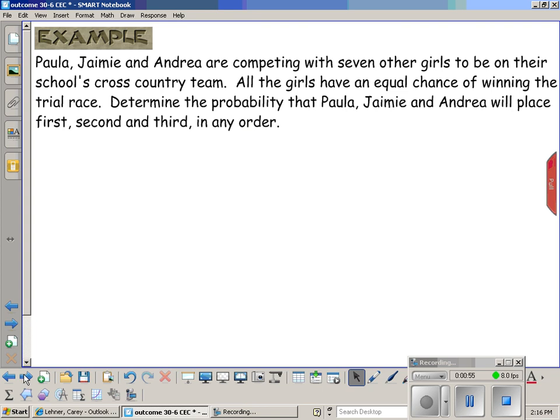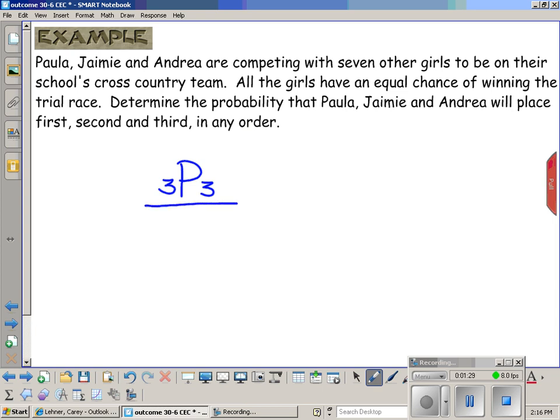In this case, we are wanting them to place first, second, and third. It says in any order, but we are still labeling first, second, and third. So we have to find all the different ways that those 3 girls will finish first, second, and third in order to find the probability that they place. We want to see how many different ways they can finish first, second, and third.